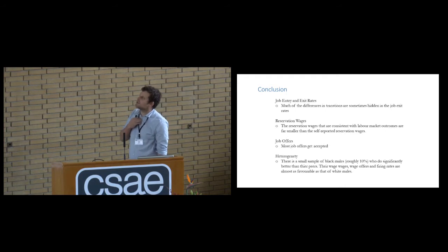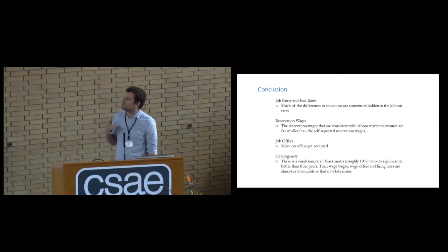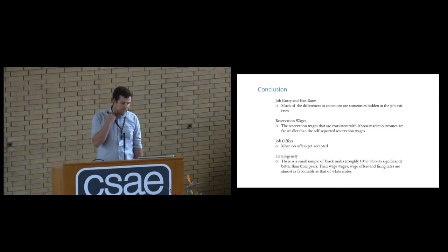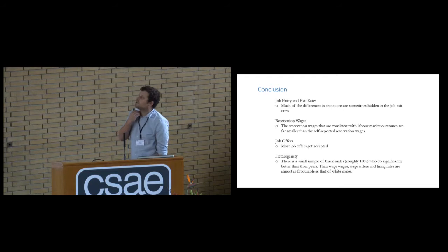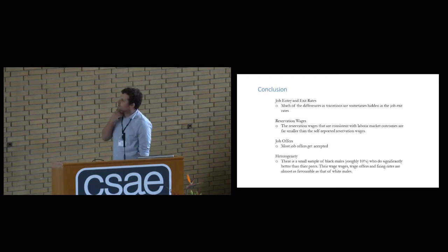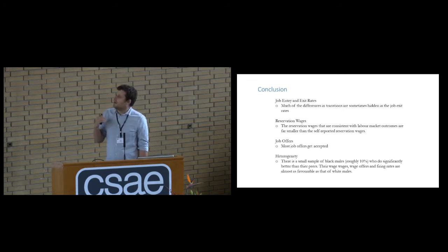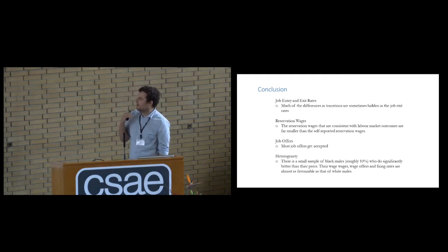Okay, so the take-home message is, with regard to job entry and job exit rates, it seems that much of unemployment might be driven by job exit rate differences. The reservation wages that we back out are much lower than the self-reported reservation wages. We find that most job offers get accepted, and then, pardon my spelling mistakes, with regard to heterogeneity, we find that there is a much smaller group of black males who do significantly better than their peers. They have higher reservation wages, higher wage offers, lower firing rates, and slightly higher probability of being offered jobs. So basically similar attributes to white males.